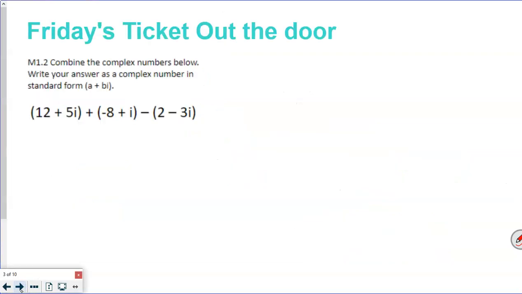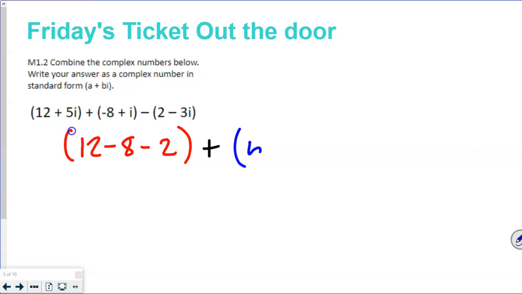All right, so now our Friday ticket out the door. This was our Friday ticket out the door. And when I taught this, put all the real parts together and all the imaginary parts together. So our real parts are 12 and a minus 8, and then minus the 2 because we've got a minus in front of that parenthesis. We're going to add to that our imaginary parts. So we got our 5i, and we got a plus i, and then we got a minus 3i.